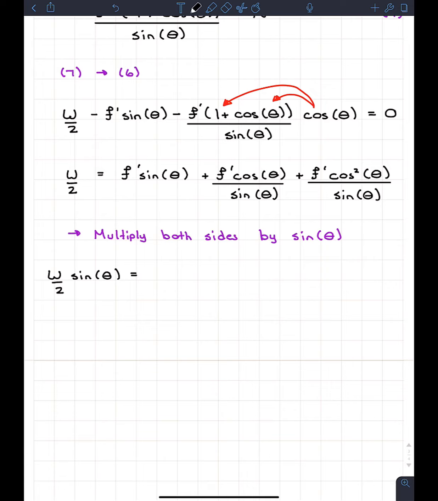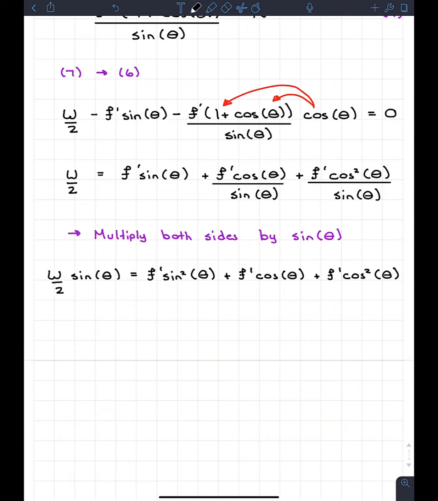It's going to be equal to, and then f prime sine theta times sine theta, well, that's going to be f prime sine squared of theta. And then we're going to have f prime cosine of theta, but since we multiply by sine theta, the sine theta on the bottom cancels, so this is going to be plus f prime cosine of theta. And then multiplying by sine theta will also cancel the sine theta on the denominator of the last term. So it's going to be plus f prime cosine squared of theta, but nothing on the bottom anymore. Perfect. So we're finally starting to get somewhere.